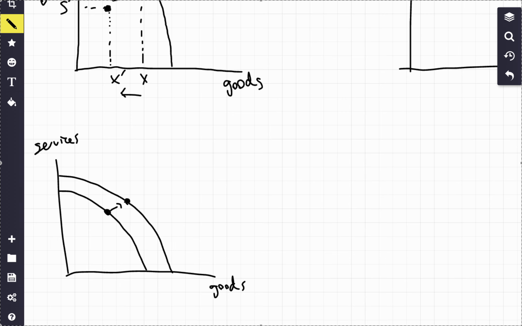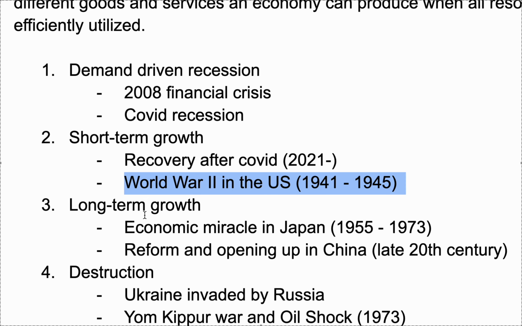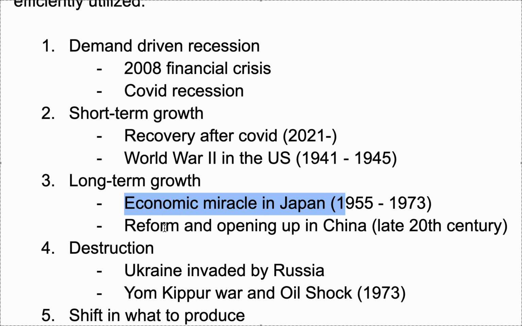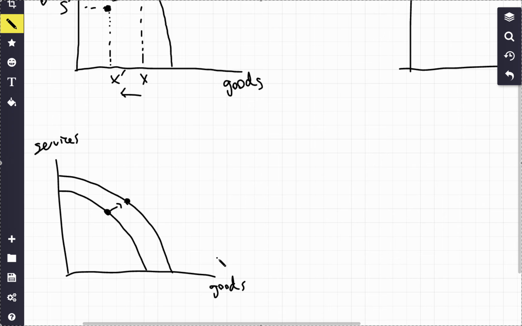An example of this is the economic miracle in Japan after World War II, right? And reform and opening up in China. Both of them have a lot of similarities, right? Both of these countries showed economic miracles, and why did this happen? It only happens when the production capacity of the economy expands, and this happens when we invest.